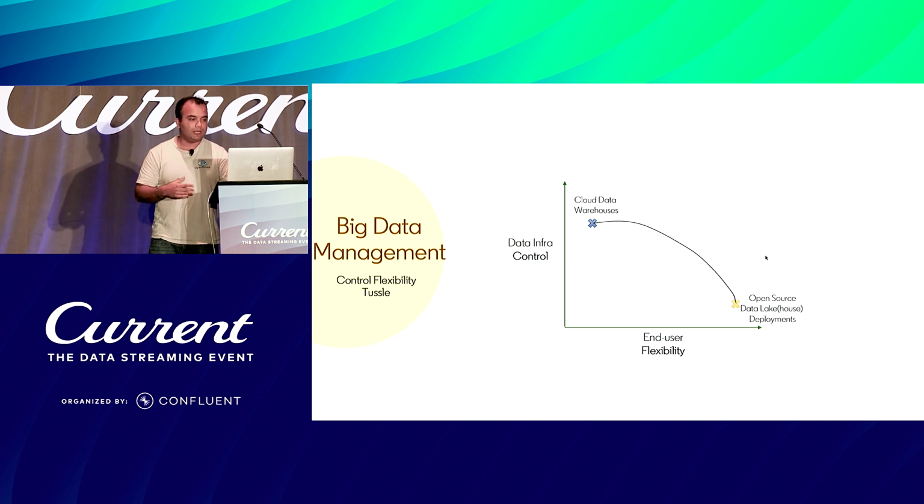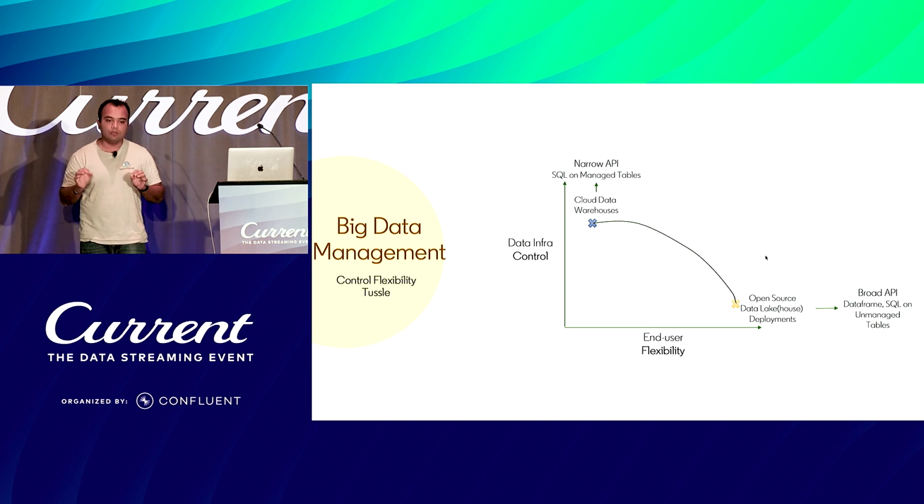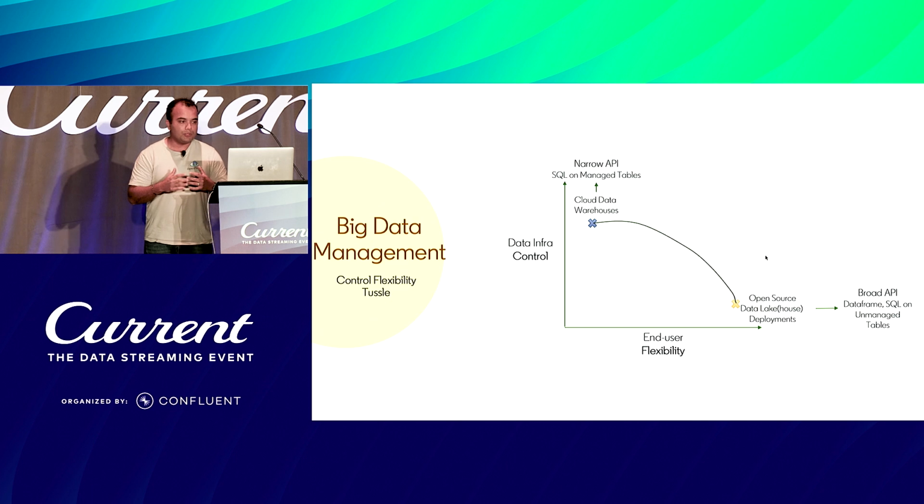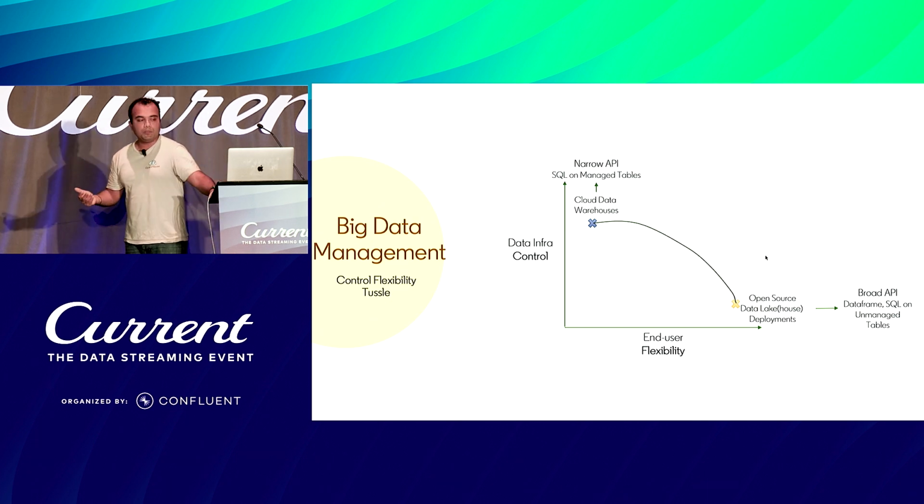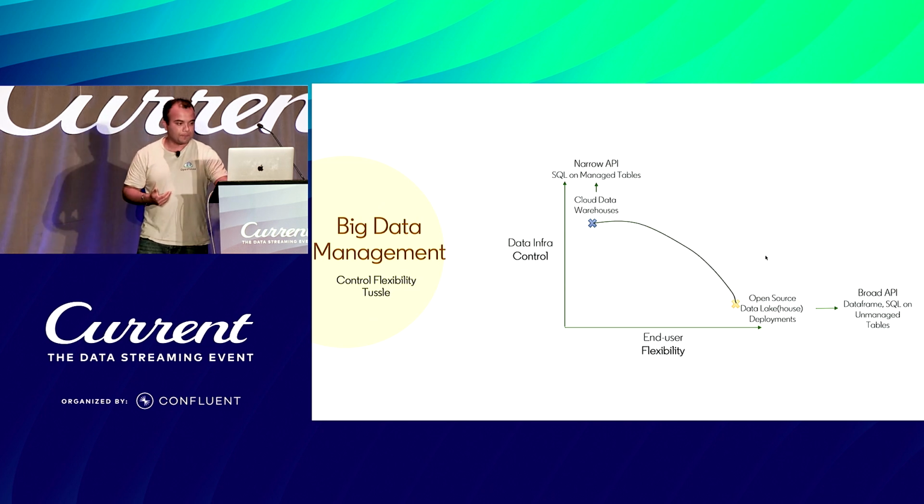So for example, cloud data warehouse solutions will expose a narrow API, often SQL, on top of a managed table offering, whereas open source data lakehouse deployments expose a much broader API. It could be a data frame API, it could be SQL directly on top of unmanaged tables or unmanaged data. So the question that we had at LinkedIn, which has always had a self-managed open source data lakehouse deployment, and most recently an Apache Iceberg based deployment, was how do we provide a managed experience to our end users?